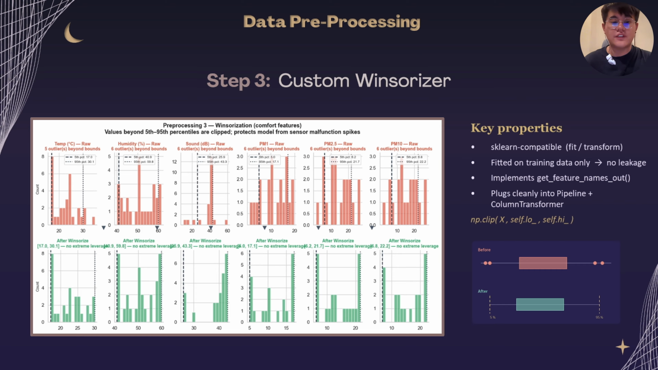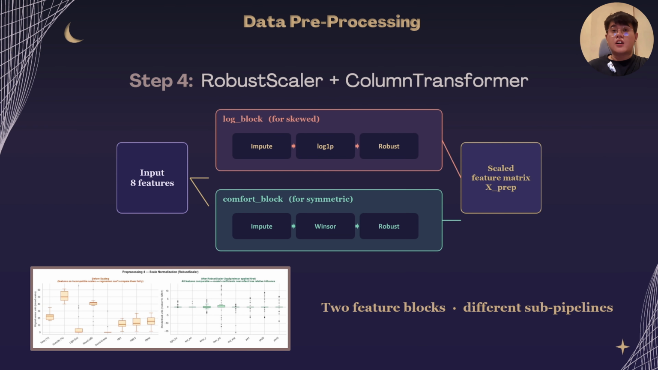StandardScaler is different from Winsorization because it rescales outliers but does not limit their influence. A sensor spike at 1000 lux still pulls the distribution. On the other hand, Winsorization explicitly caps extreme values before scaling. After Winsorization or log transformation, all features pass to RobustScaler, which normalizes using the median and interquartile range instead of mean and standard deviation. This makes it resistant to any remaining outliers.